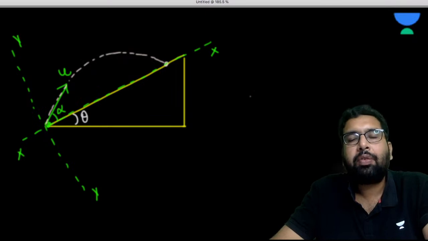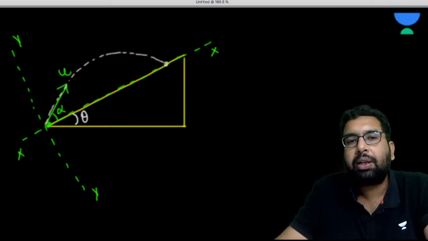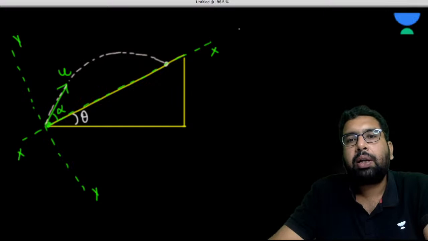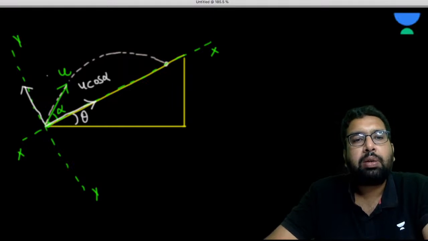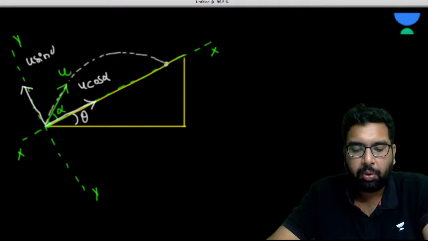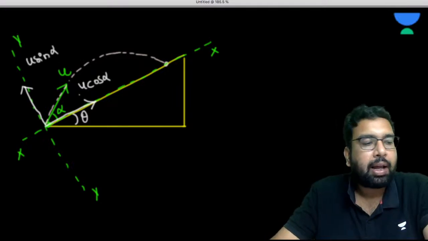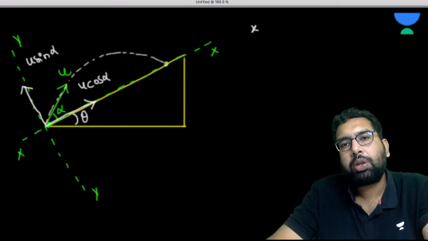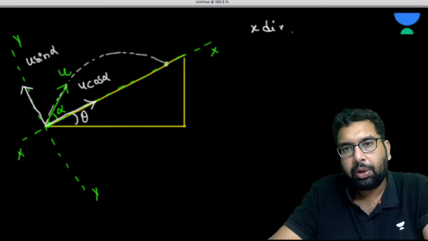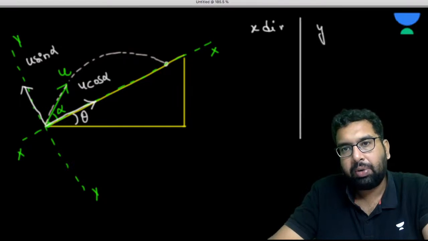We are going to do the same thing: apply the equations of motion, everything in the same manner. Now I am going to take the components of u in the x and y directions. So this will become u cos alpha, do you have any problem with it? And this is u sin alpha. Now, in the x and y directions, let's write the motion as always.